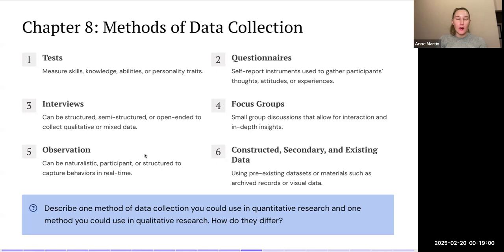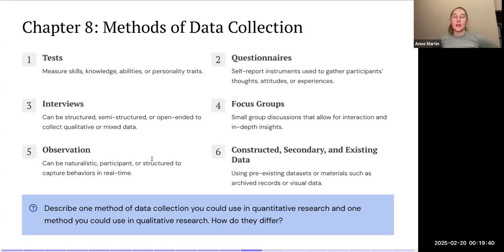Observation could be either quantitative or qualitative, depending on if it is closed or open. But this is oftentimes in a naturalistic setting. It could be in a lab as well. And the researcher might have a list of criteria that they're looking for, or make tallies or timed observations, or it might be totally open-ended in a qualitative sense, and totally immersed in what's happening to understand behavior in real time. Then we have constructed, secondary, and existing data. Of course, there are some differences between these different types.